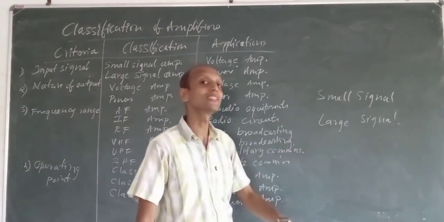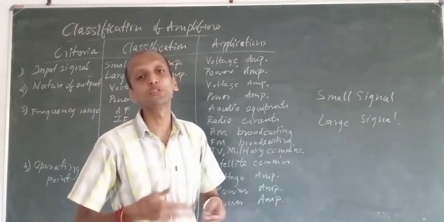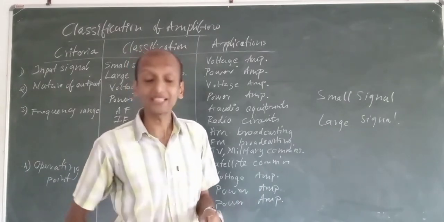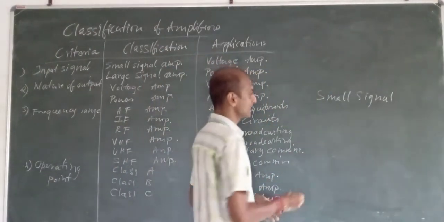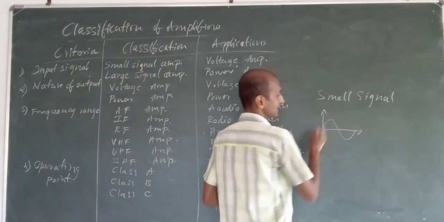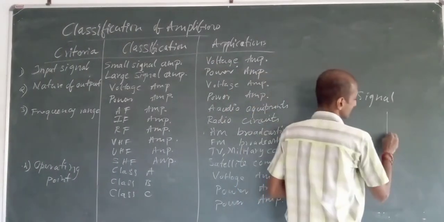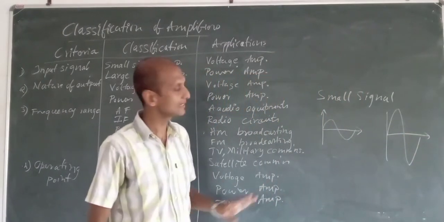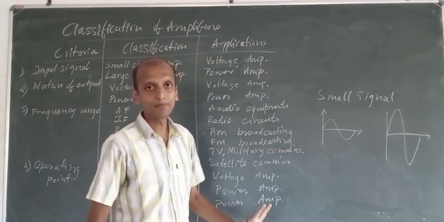And large signal means what? If I have some large input signal which is going to be amplified, that is called a large input signal. For example, small signal is a weak signal, isn't it? So I have a very weak signal, and if that is amplified to a large signal, then it will be made into a strong signal.